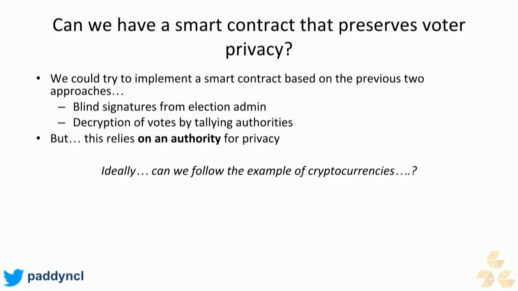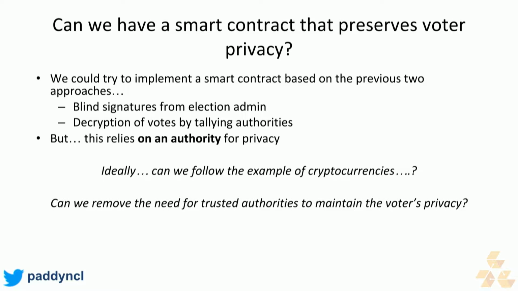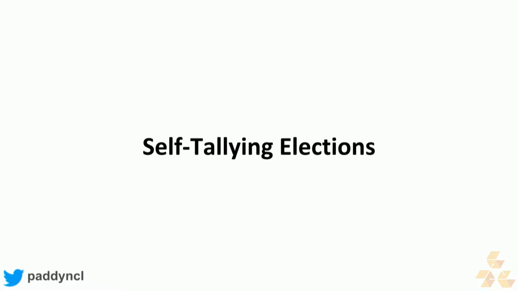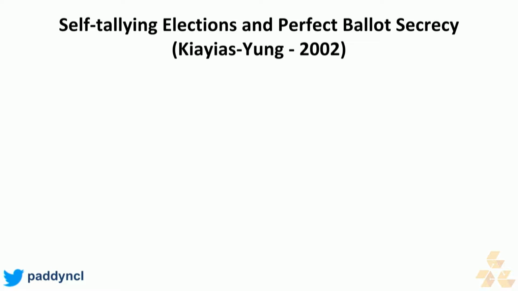And when I was working on this problem, I wanted to do a little bit better. I wanted to follow the example of cryptocurrencies. Can we remove the need for any trusted authority to maintain a voter's privacy? And this brings us on to self-tallying elections. Now, what is a self-tallying election? The first paper was in 2002, and I'm really bad at pronouncing names. So I think that's Caius and Young. It's a Greek name, so I definitely can't pronounce it.